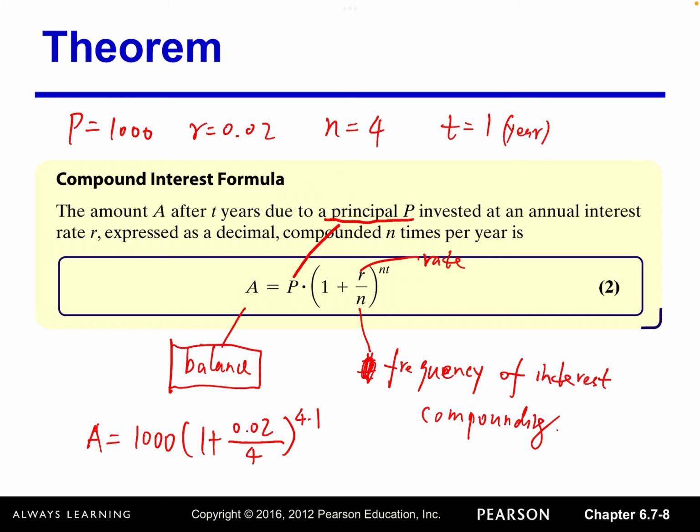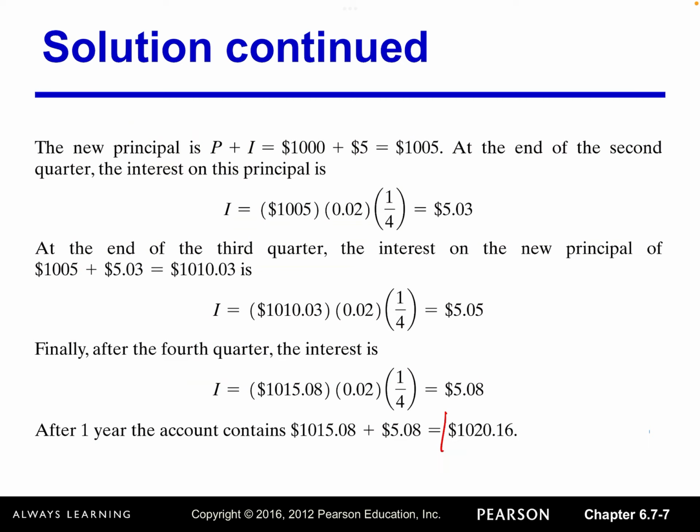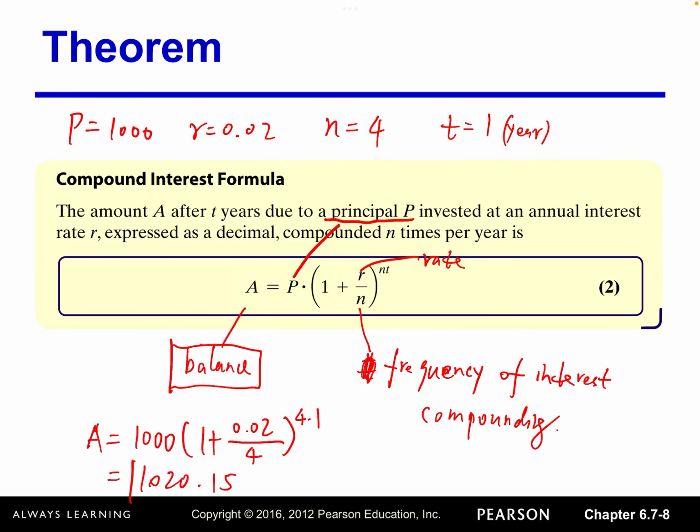So we plug into this formula, and if you put it in the calculator, we get 1020.15. A little bit different than earlier, when we got 1020.16, because when we did it step by step, we rounded the interest made, so we lost a little bit of precision. That's why there is a 1 cent difference, but basically they're the same. So now we have a compound interest formula which calculates the account balance.